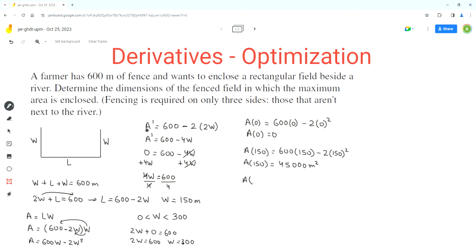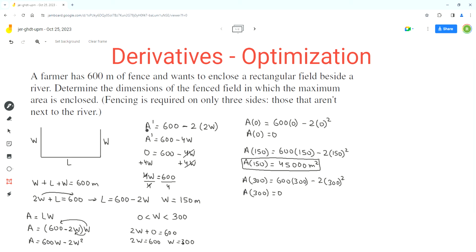Now we find the area when W is equal to 300. We do 600 times 300 minus 2 times 300 squared. And the area when W is equal to 300 is equal to 0. So that means the maximum area value from these three W values is this 45,000 meters squared. W equals 150.